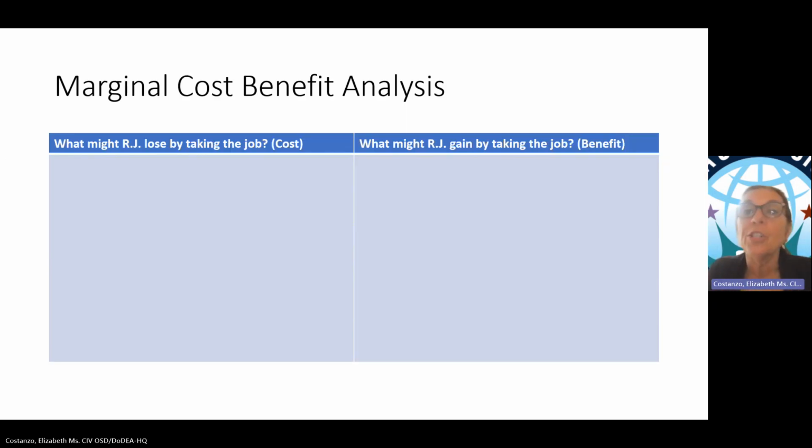When you're doing the marginal cost benefit analysis, you can either have this printed up for the kids and just hand it out. If the kids are using their Chromebooks, you can have it as a link that they can connect in their Chromebook, or they can just quickly put this in their notebook if they're handwriting it. In one column, they're going to write down the cost, and the question they're going to be answering is, what might RJ lose by taking the job? In the second column, they're going to write down, what might RJ gain by taking the job? And then they're going to put benefit in parentheses.